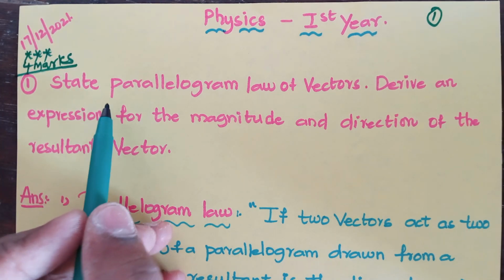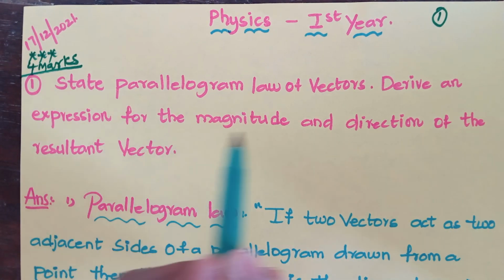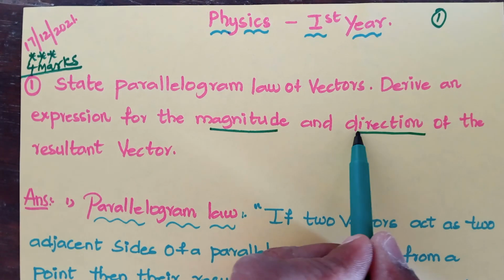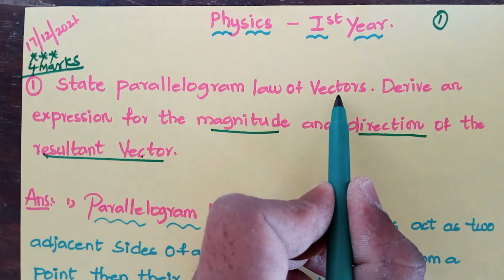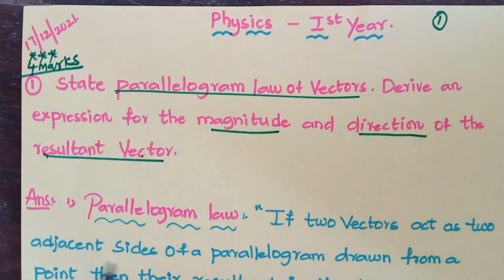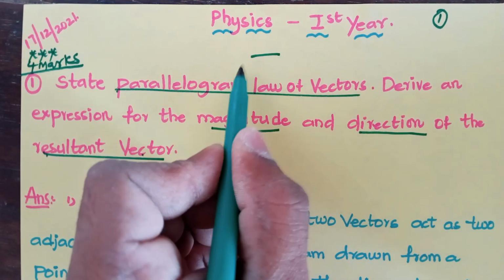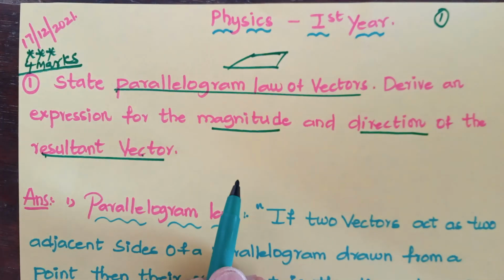So, our question is: state parallelogram law of vector. Derive an expression for the magnitude and direction of the resultant vector. You already know in parallelogram law of vector, right, sir? Two opposite sides are parallel. So that is parallelogram law of vector.